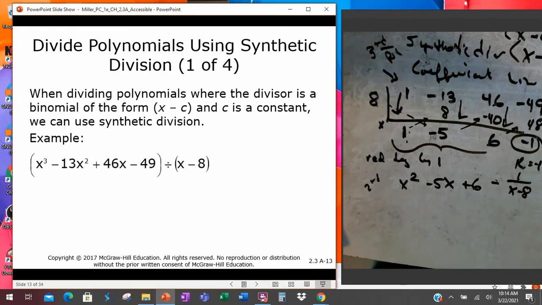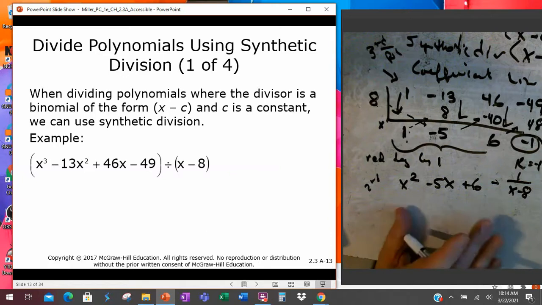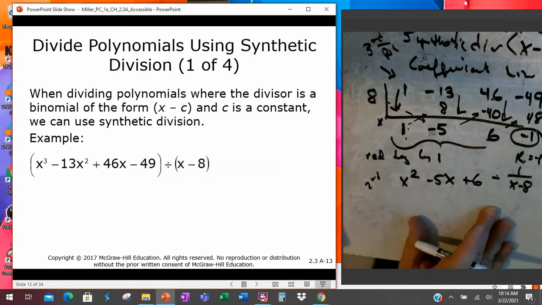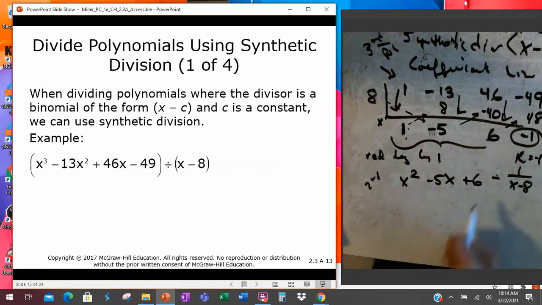And that is synthetic division. If I did long division, it's going to do the very same thing. I'd have 3 or 4 steps. But in this case, that's going to be my result in either case.